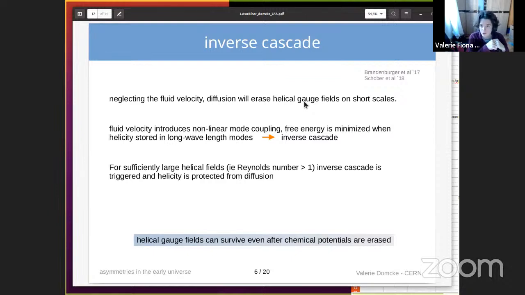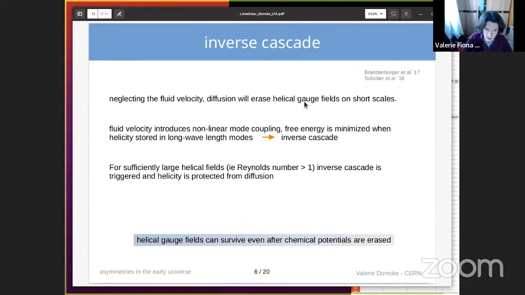So we'll want to conserve helicity, because helicity is an approximately conserved quantity in the system, but minimize energy. And the way you do that is that you go to very long wavelength modes, because long wavelength modes have the minimal energy per unit of helicity. And this is the inverse cascade. So the inverse cascade basically tells you that as soon as this fluid velocity becomes large, you can push your energy and your helicity to very large wavelength modes.